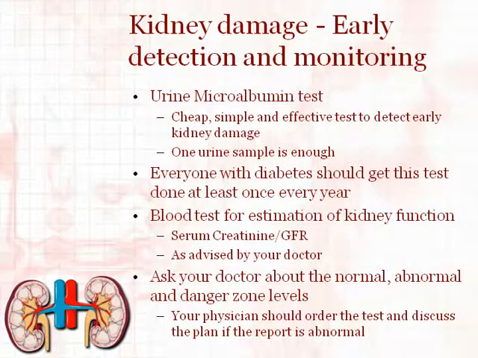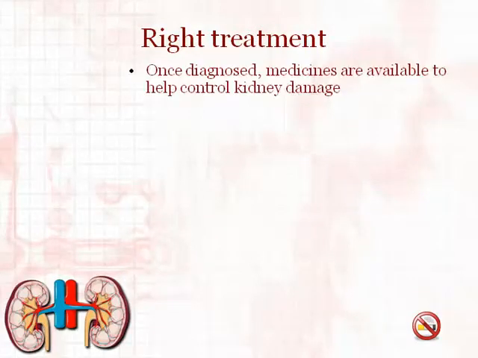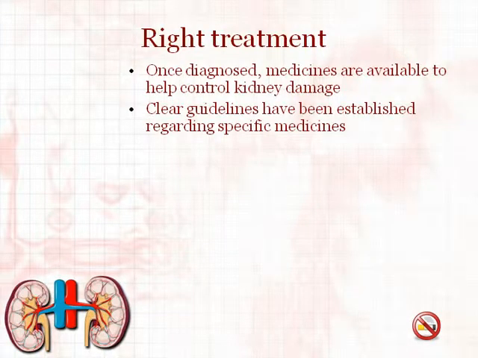So if you did the tests and the results are abnormal, your physician will of course need to sit with you and discuss the treatment plan. So what is the right treatment? Once you have been diagnosed with early kidney damage or kidney damage at a later stage, there are medicines available to help control further damage.